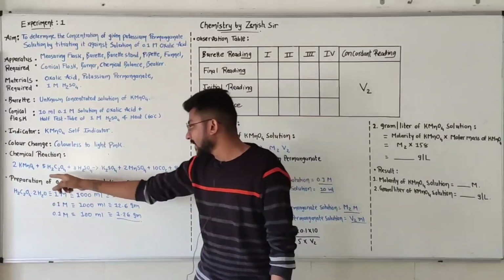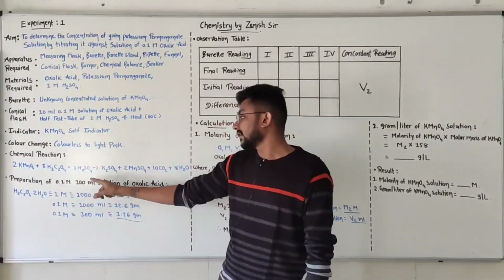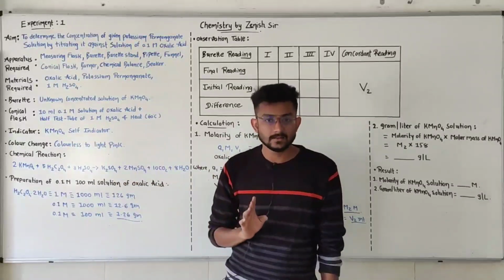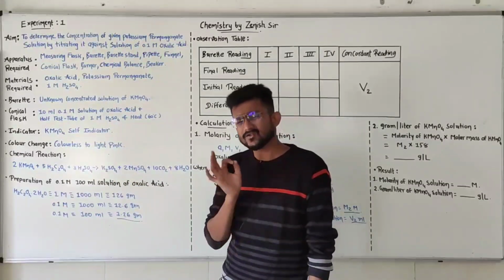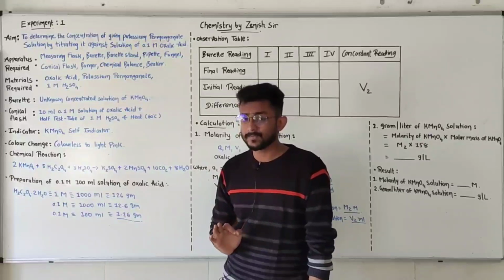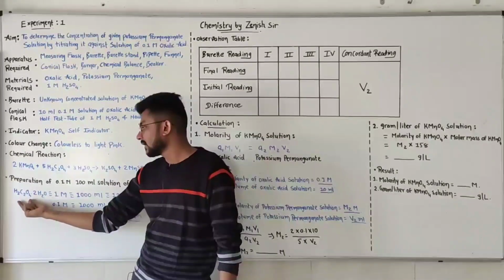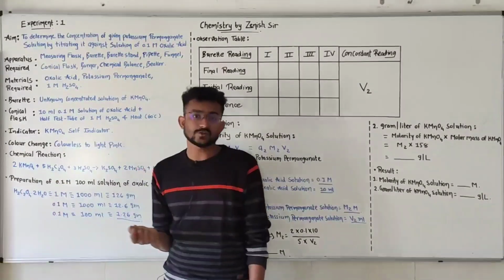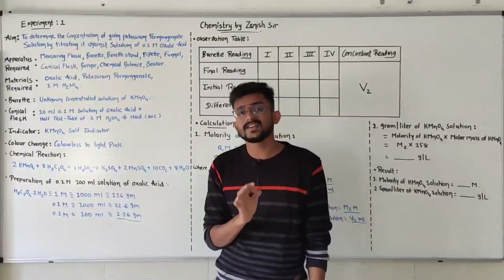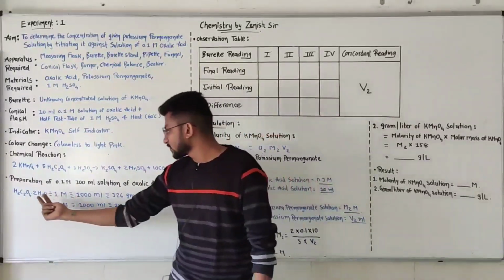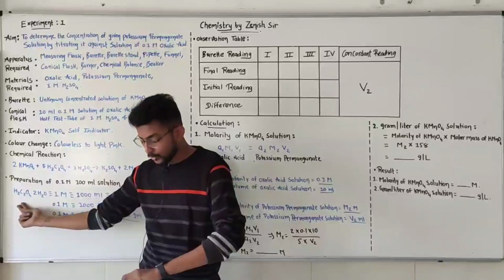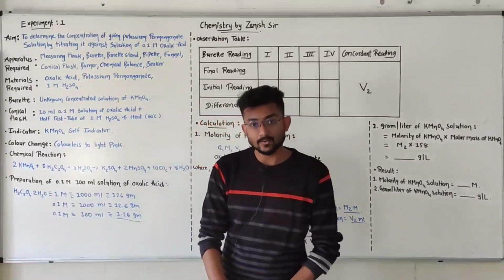Now how we will prepare 0.1 molar 100 ml solution of oxalic acid? How we will do it? It is quite simple. Okay, what is the molecular formula? H2C2O4·2H2O, because oxalic acid is crystallized.